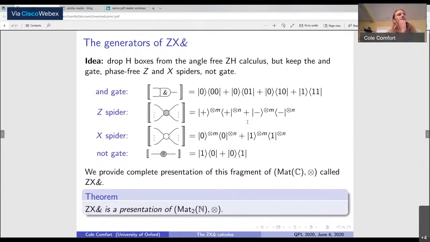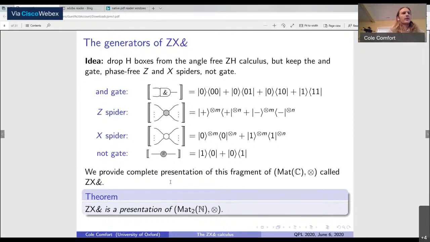So the idea of this calculus that I'm going to present is you look at the angle-free ZH calculus. John and a co-author wrote a paper on this. But you only keep the AND gate, the phase-free spiders, and the NOT gate. So these are the generators. In a way, this is like a classical fragment of the ZH calculus, because you only have matrices with positive natural numbers in them.